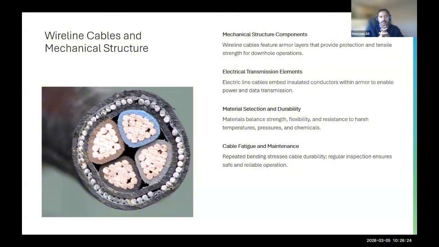One of the common failure modes which we see in the wireline cable is cable fatigue and maintenance. Because imagine you are lowering it, and once you lower it, you have to sometimes go back and make measurements again to make sure that your measurements are correct. All that repeated running in hole and pulling out of the hole will result in a lot of bending stresses to the cable. So regular inspection is required to ensure safe and reliable operations.